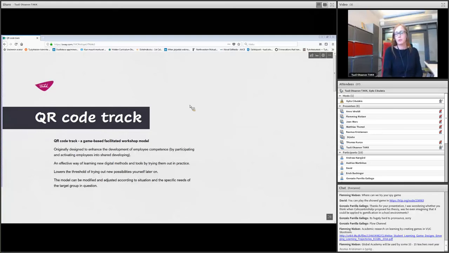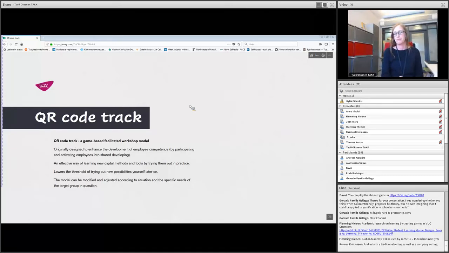Okay, so hello everyone. I'm Tuuli Oksanen. I'm a development coordinator at TAC, Tampere Adult Education Center in Finland. I want to introduce our game, which is a QR code track. This is a game we've originally developed for developing our own personnel's digital competence. It's a game that is based on experimentation. It's a team-based, shared developing model.